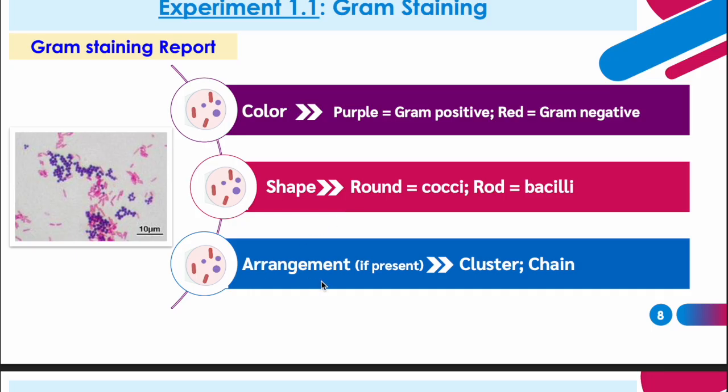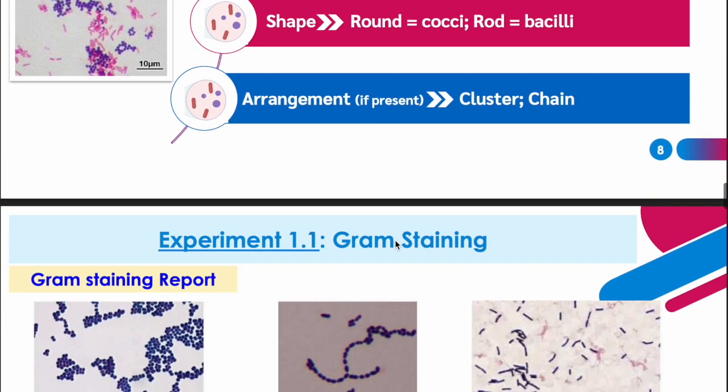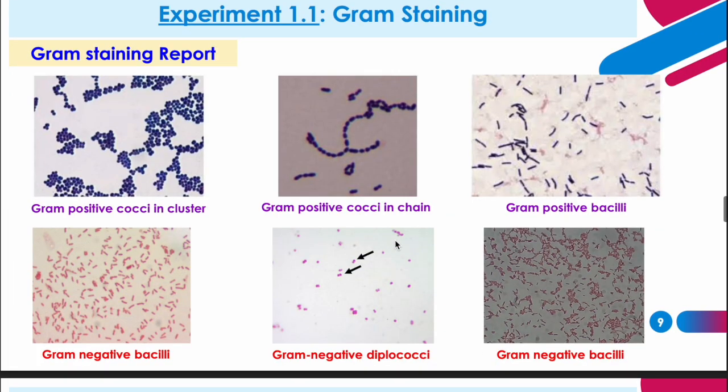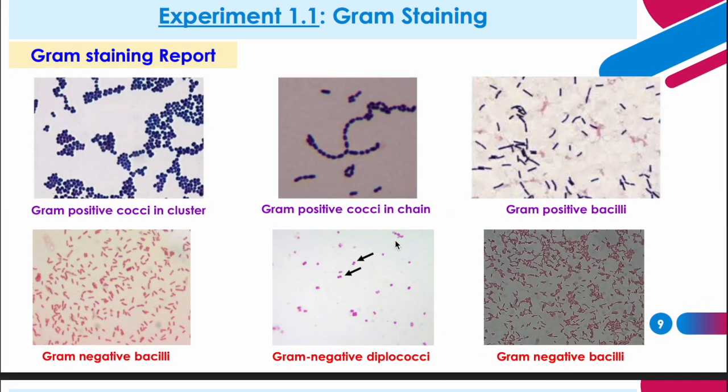And for the arrangement, if you see the arrangement of the bacteria in the slide, you have to report it as well, such as clusters or chain. So here is an example of the picture of the gram positive or gram negative bacteria that you can see. So gram positive cocci in cluster, you can see it as a group like this. This is the gram positive cocci in chain.